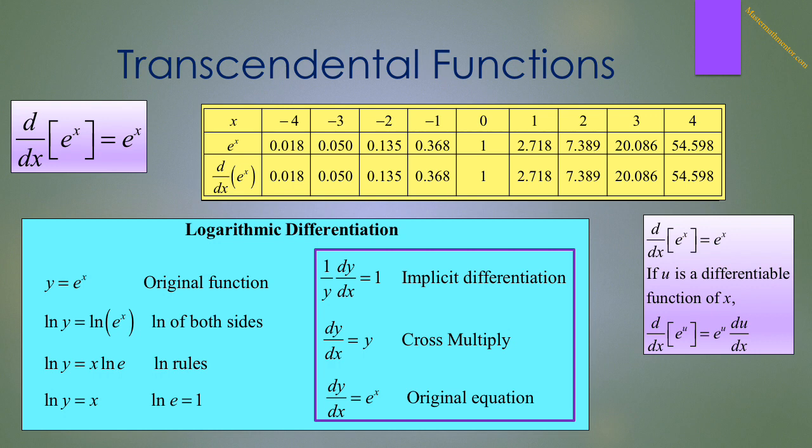So we have our next rule that says that the derivative of e to the x is e to the x. And if u is a differentiable function of x, then the derivative with respect to x of e to the u is e to the u du dx by the chain rule. It should also be noted that the derivative of c e to the x, where c is a constant, is c e to the x. So c e to the x is the only function whose derivative is the same as itself, other than y equals 0.